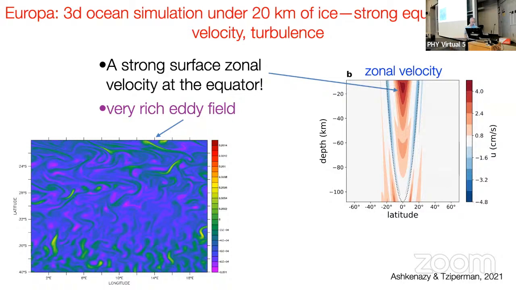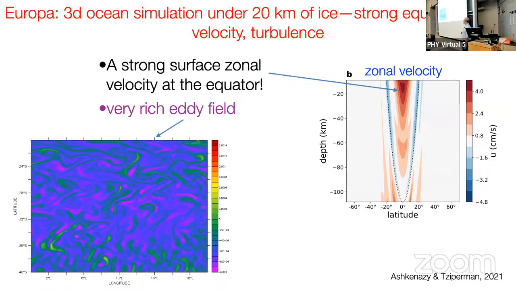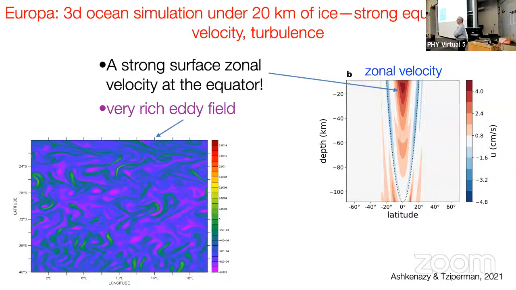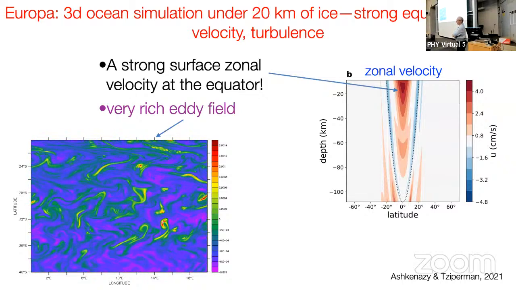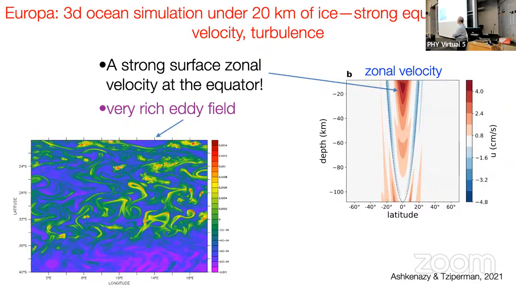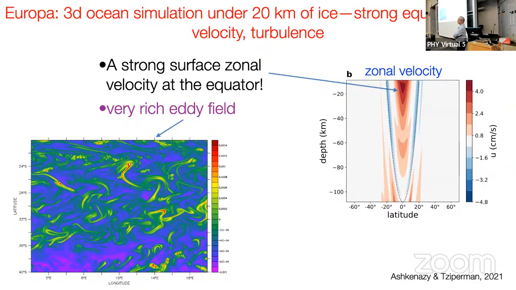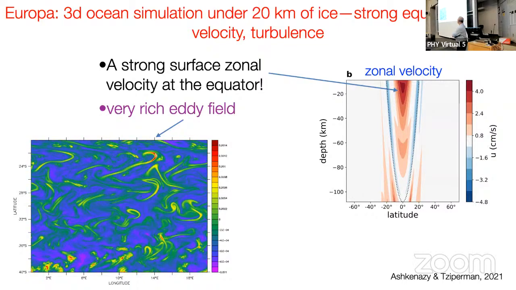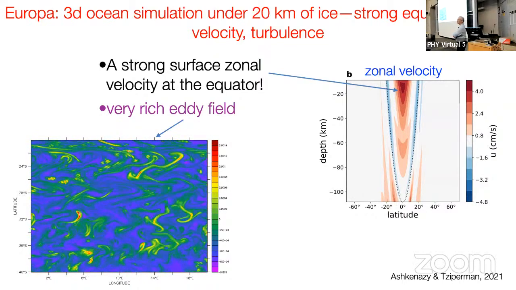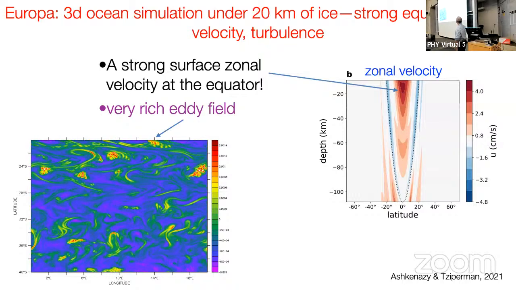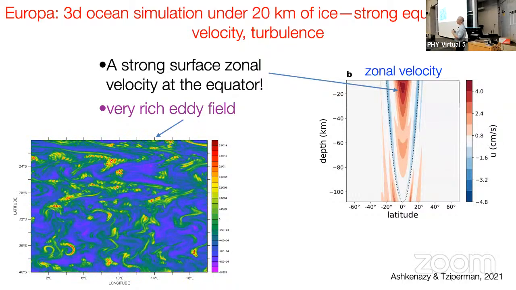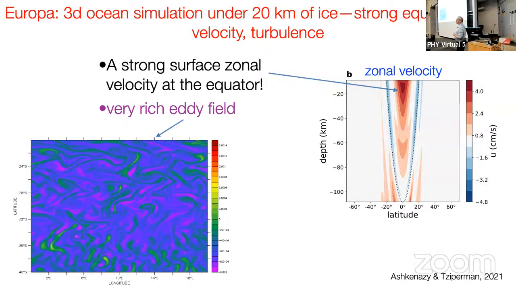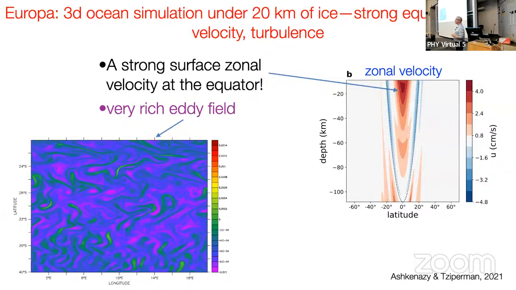And if you look at the circulation in a three-dimensional model, you see it being turbulent again. Same thing as in Snowball, even though this is under 20 kilometers of ice this time, and even though there's just weak geothermal heat flux in Europa, you still get a very dynamic, very turbulent ocean with a strong jet at the surface. So we're counting on this jet to apply torque to the ice and move it around. That's how this works. Make sense?